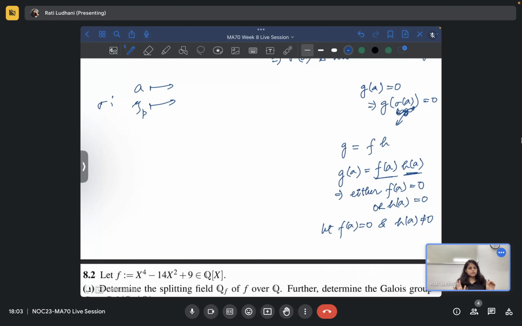Okay, so that means we cannot take any sigma. What are all the choices for sigma A here? We cannot take sigma A if you have started with G, and for example you have mapped A to some root of H which is not a root of F. So if you apply F to sigma of A, this is non-zero and H of sigma A is equal to 0, then we cannot consider this case.